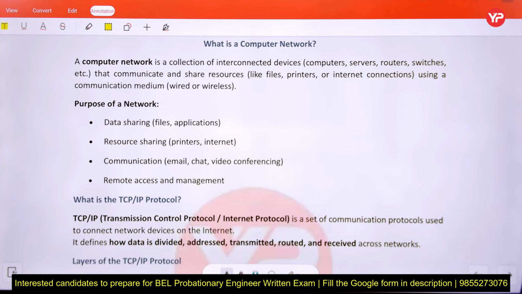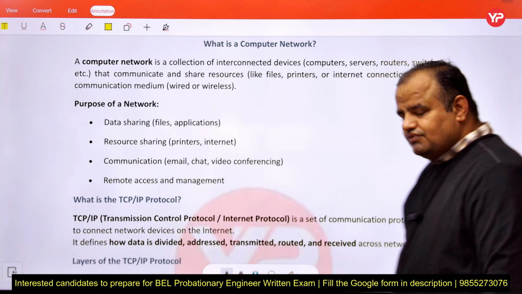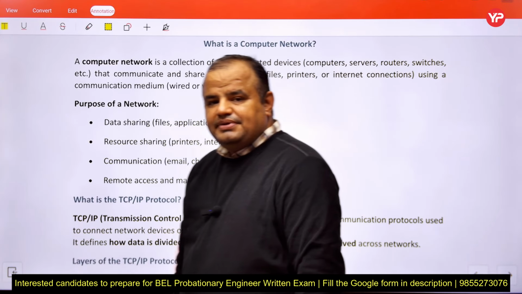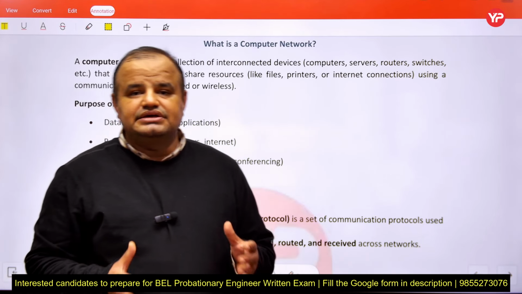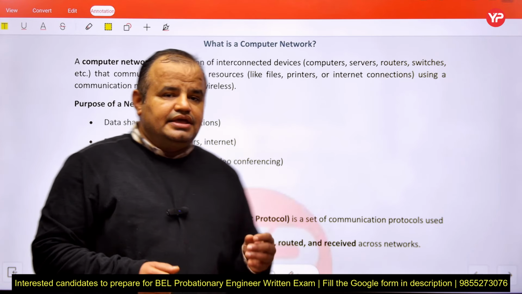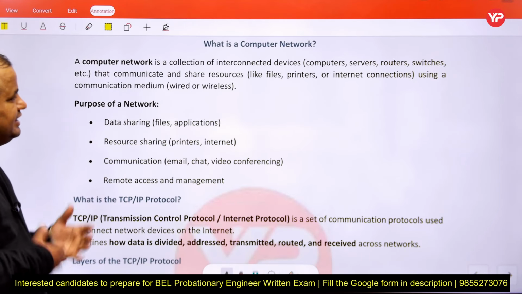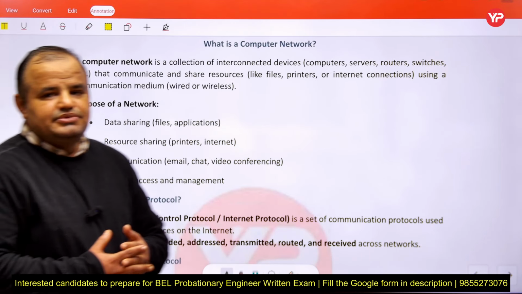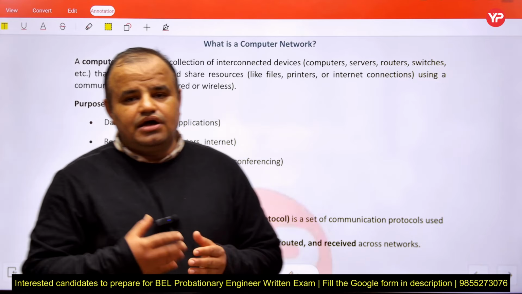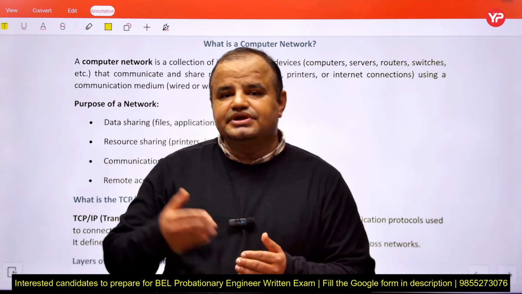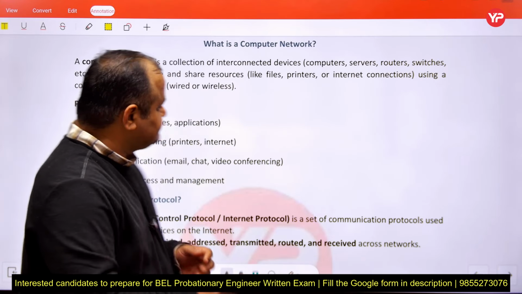So a computer network is a collection of interconnected devices that communicate and share resources using a communication medium. So what is a computer network? Basically, network means a collection of nodes which are connected via some medium. Here the word computer means we are mainly talking about the computers, and about how one machine communicates with the other machine.